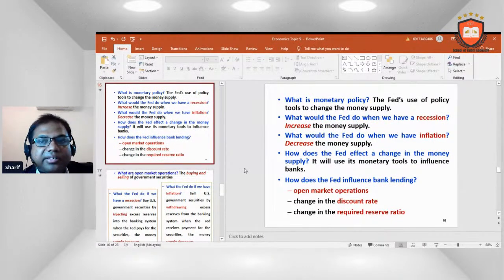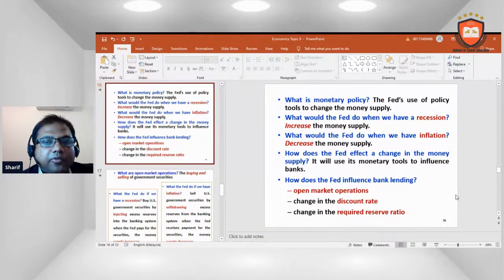What is monetary policy? The Fed uses policy tools to change the money supply. What would the Fed do when we have a recession? Increase the money supply. What would the Fed do when we have inflation? Decrease the money supply. How does the Fed affect a change in the money supply? It will use its monetary tools to influence banks.